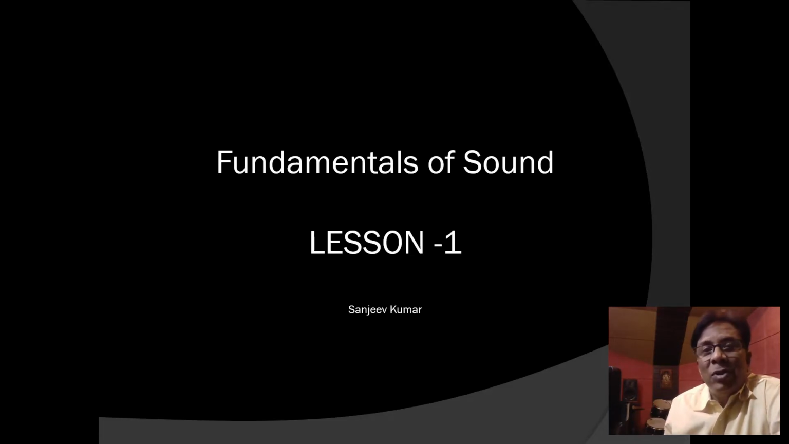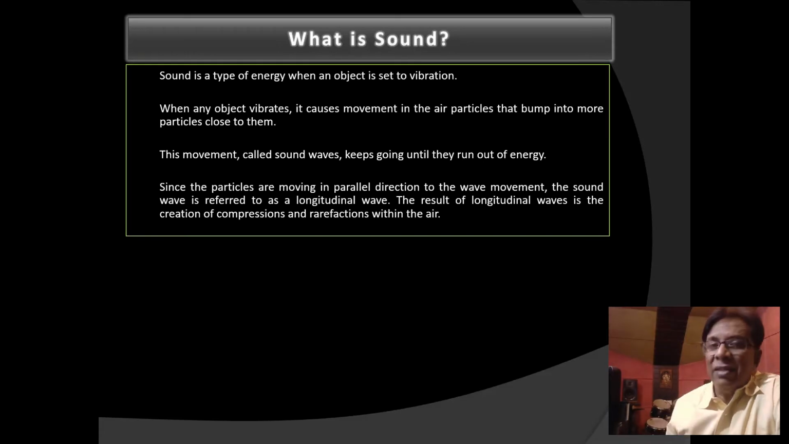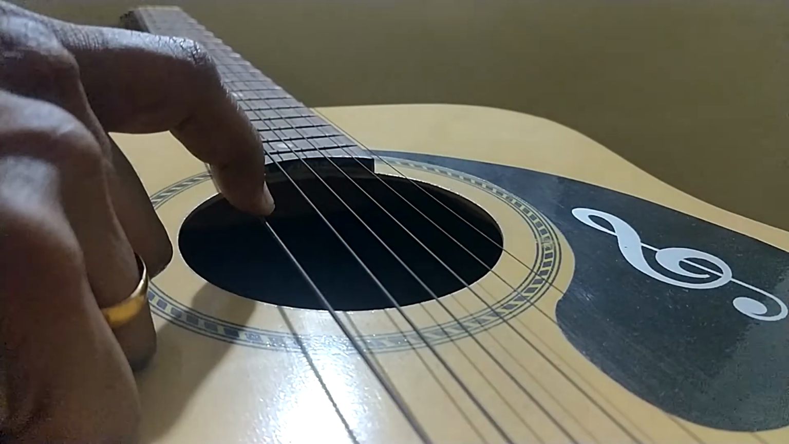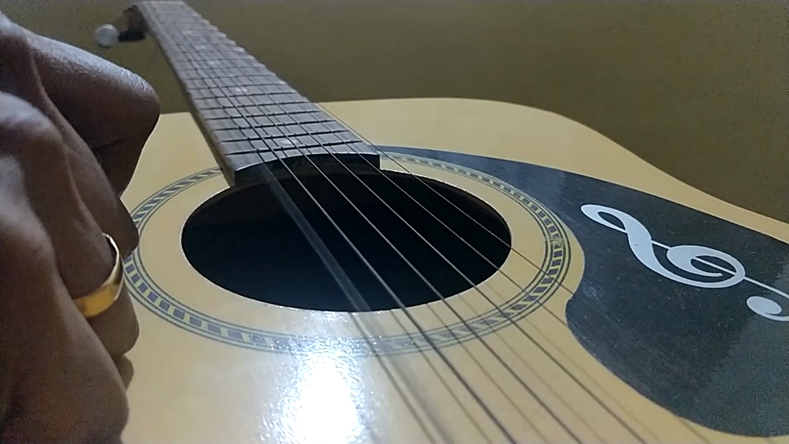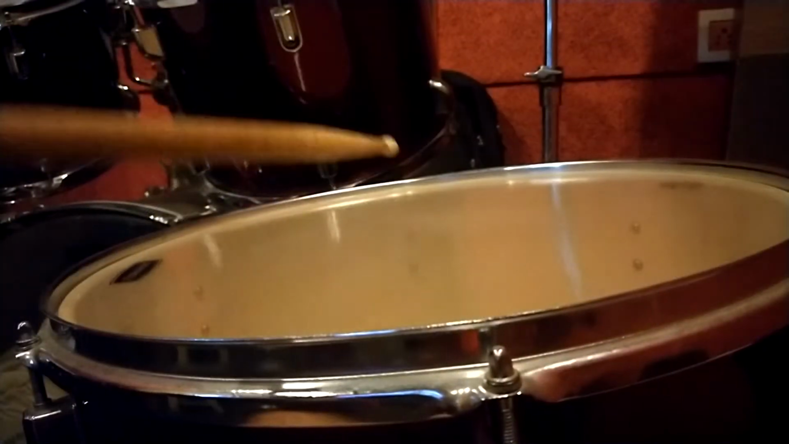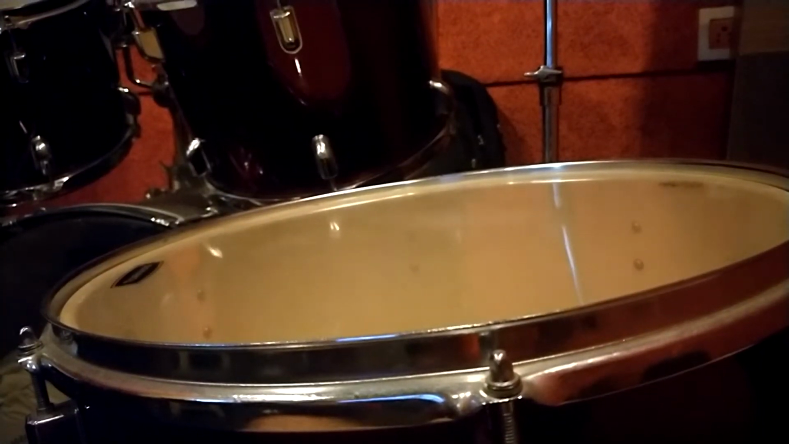So now let's understand what sound is. Sound is a kind of energy that is produced when you set an object to vibration. By itself, an object does not create any sound. The moment you hit it or strike it or pluck it or do something with it, it creates sound. For example, you have a guitar, and when you pluck the string of the guitar, the string starts to vibrate, thereby creating sound. You have a snare, you hit the snare, and the skin of the snare starts to vibrate, and thereby creates a sound.